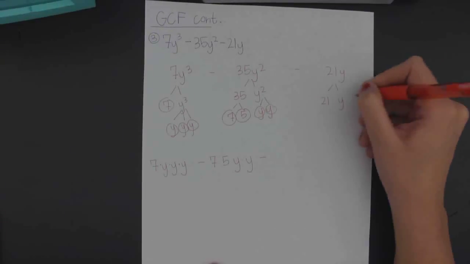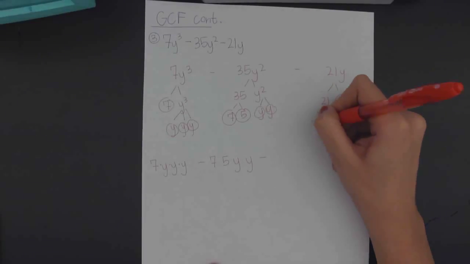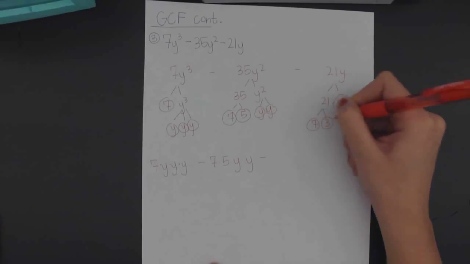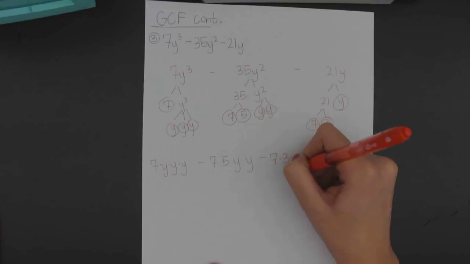Separate my number from my variable. Y is by itself, I circle it. 21 can be broken down to 7 times 3. Those are both prime, so I circle them. So now I have 7 times 3 times y.